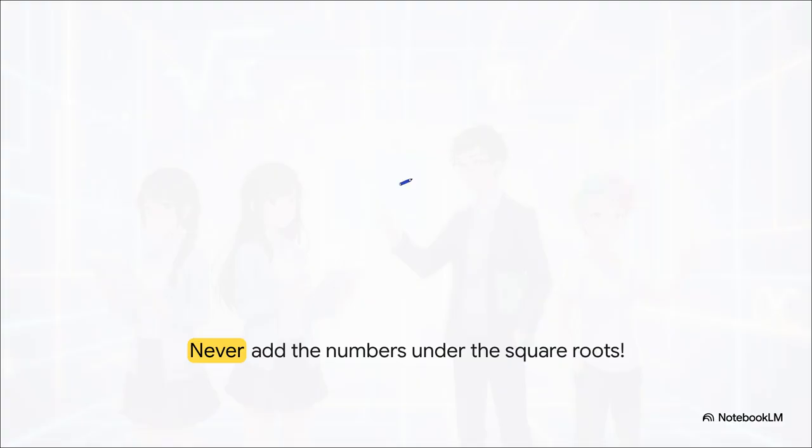Which brings us to a massive examiner trap. I mean, they love catching students out on this. Never, ever just add the numbers under the square roots together. Listen, root 9 plus root 4 does not equal root 13. No way. Let's prove it right now. Root 9 is exactly 3. Root 4 is exactly 2. So 3 plus 2 equals 5. But root 13, that's a messy, irrational decimal somewhere around 3.6. They are clearly not equal. Do not fall for this trap when you're sitting in the exam hall.